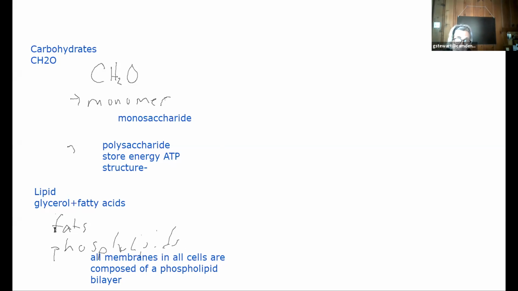So for fats, we looked at the structure: glycerol, 3 fatty acid chains. The function of fats in cells is to store energy and provide insulation. Phospholipids have glycerol, 2 chains of fatty acids, and a phosphate group, and their function is to be the membrane, all membranes in all these cells. All right, let's go back.